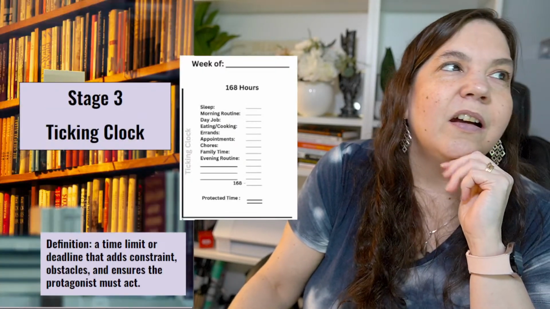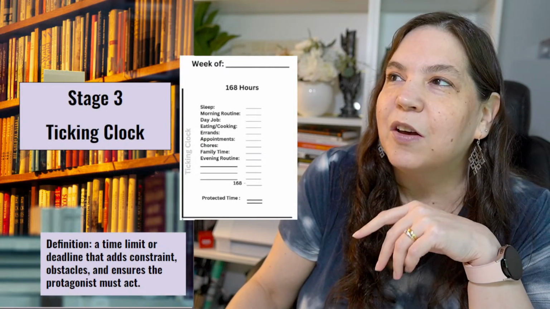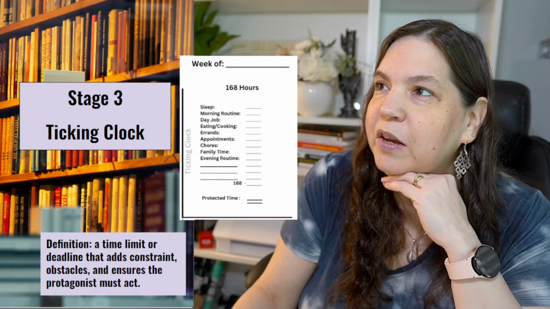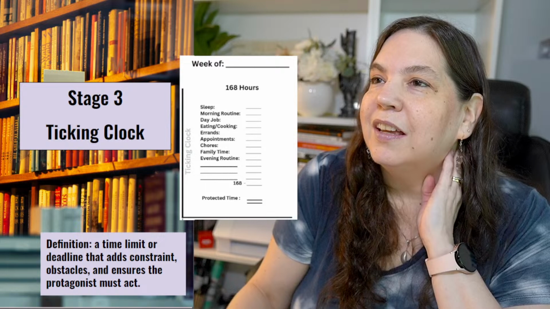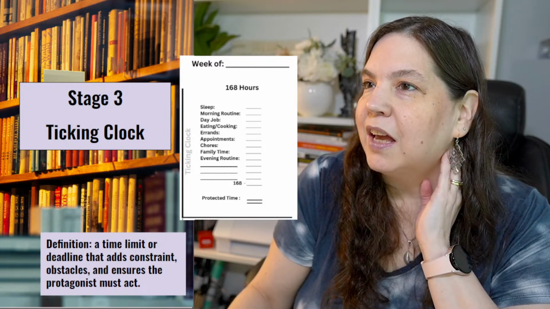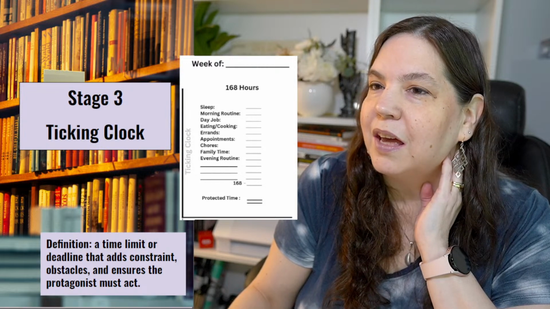Okay, guys, our next section is called the ticking clock, because we are going to analyze where a lot of our time goes. A time limit or deadline that adds constraint, obstacles, and ensures the protagonist must act.